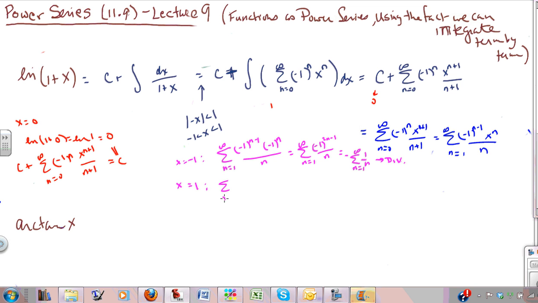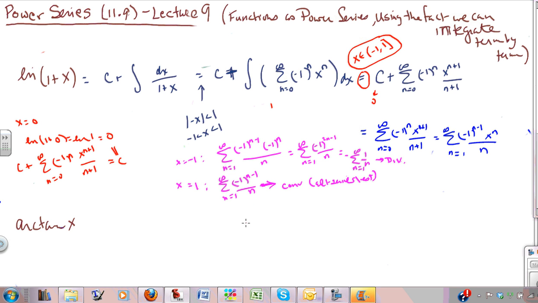That's going to be the sum from n equals 1 to infinity of negative 1 to the n minus 1 times 1 over n, which is the alternating harmonic series. That's going to converge by the alternating series test. So the interval of convergence, this holds if x is an element of (negative 1, 1], where negative 1 is not included, but 1 is included. This is the interval for which that's equal.